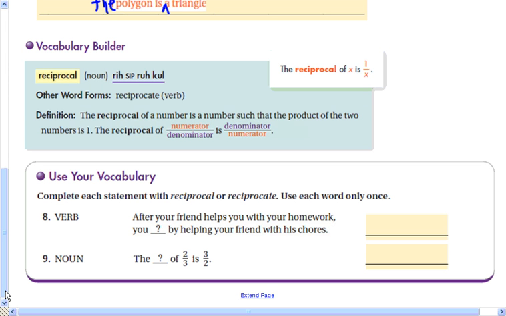All right, the vocab. The one I'm worried about here is that you know that the reciprocal of 2/3 is 3/2. That's important in the lesson today.